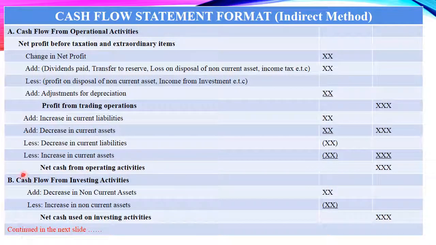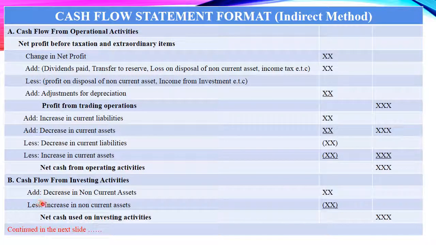Then below there, in the second section, we have the cash flow from investing activities. In this section, you are supposed to add any decrease in non-current assets. Why do we add this? Non-current assets are items like buildings, machinery, and land. Now, when you reduce your machinery, it means that you have sold some machinery. When you sell, you are going to acquire some cash, and that is why we are adding it here, because it will increase our amount of cash.